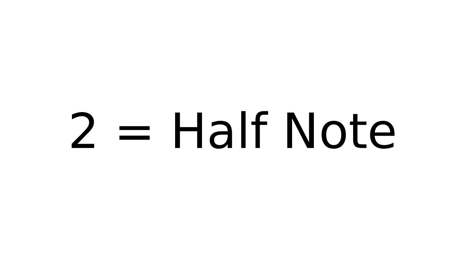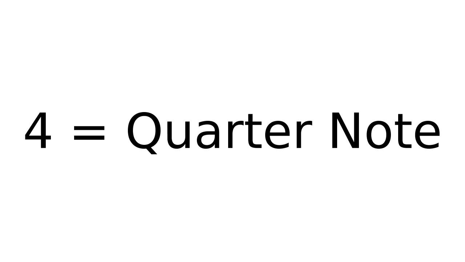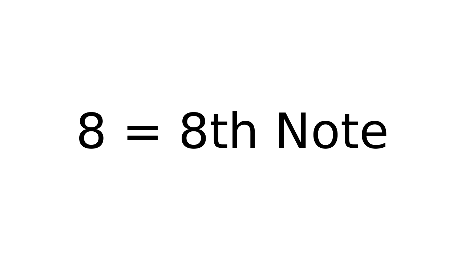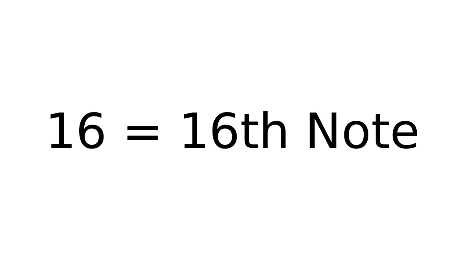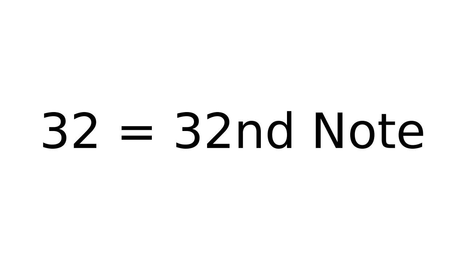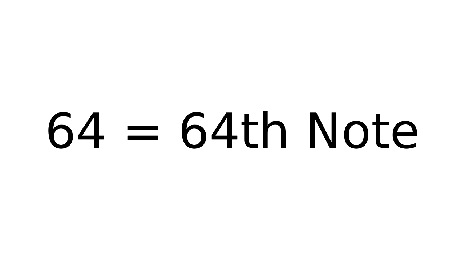So the 1 on bottom equals a whole note, 2 on the bottom equals a half note, 4 is a quarter note, 8 is an eighth note, 16 for 16th note, 32 for 32nd note, and 64 for 64th note. So why the hell am I telling you all this? Good question. This is to further explain dividing the beats evenly.